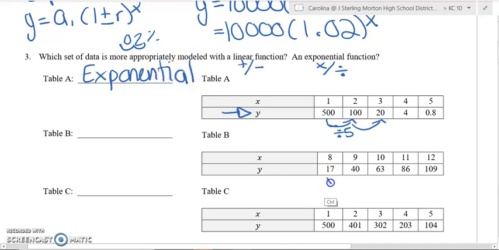Table B, 17 to 40 to 63 to 86 to 109. They don't seem familiar to me as multiplication facts, so I'm going to check. Am I adding or subtracting? So to get from 17 to 40, I added 23. 40 to 63, added 23. 63 to 86, you added 23. So if we continue that pattern, we're going to keep on adding 23. Since we're adding, table B would be a linear function.